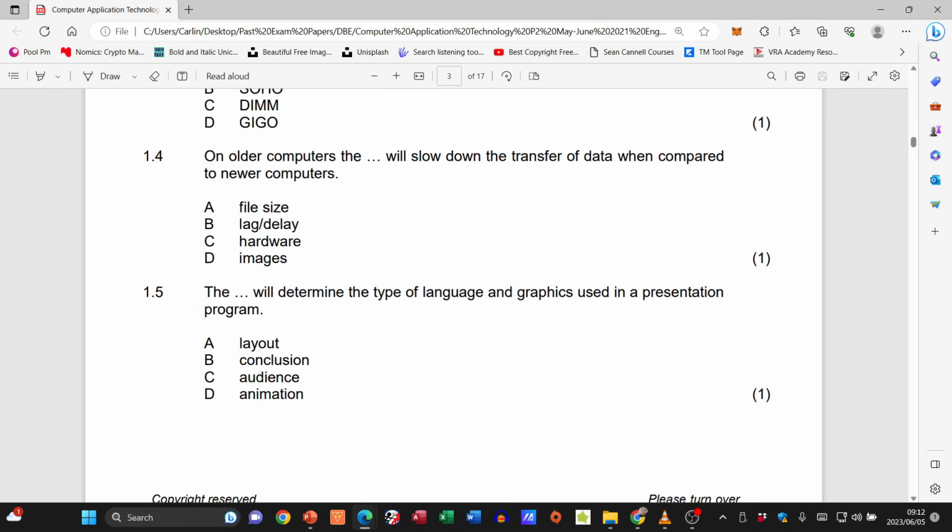Which of these will determine the type of language and graphics used in a presentation program? Think about that. They're talking about the type of language that you're going to use in your PowerPoint presentation and the type of graphics. What is going to determine that? Well, that would be fairly easy. Is it the layout? No. The conclusion? No. The animation? No. It depends on the audience.